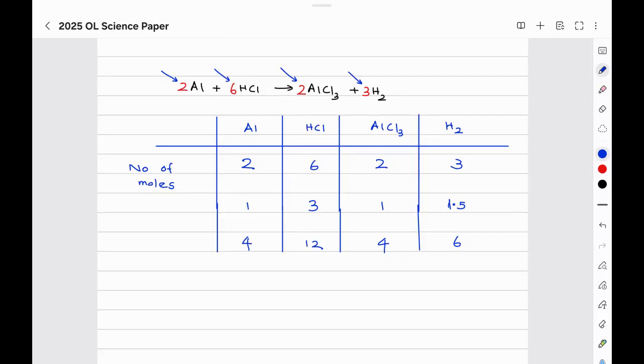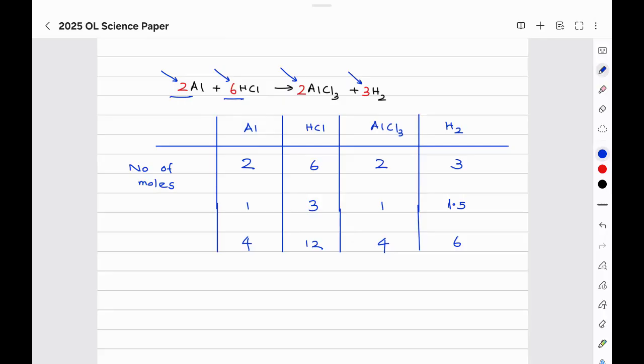Then you have to understand clearly, if I put 1 mole of aluminium, according to that ratio 2:6, how much of HCl should react? 3. How much of aluminium trichloride should be produced? 1. How much of H2 is produced? 1.5. If I double the aluminium number of moles to 4, then all the other number of moles should be doubled. Then HCl should be 12. Aluminium trichloride should be 4.